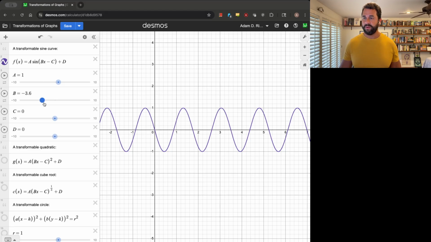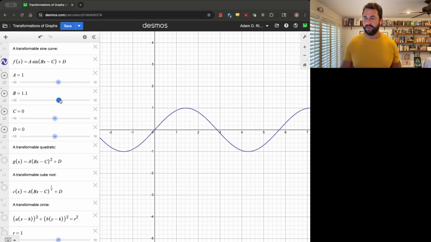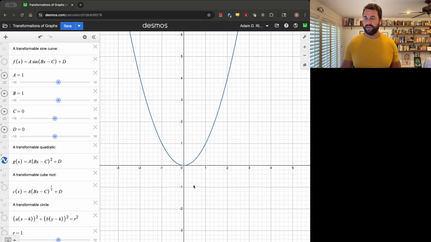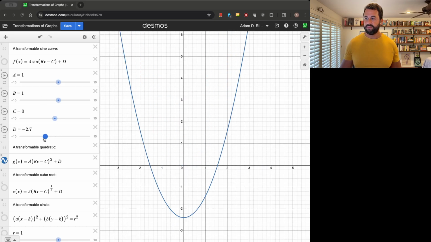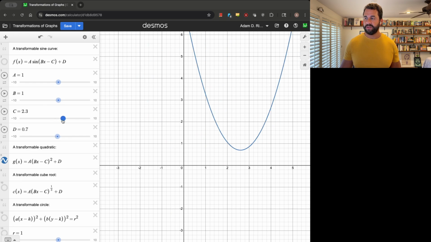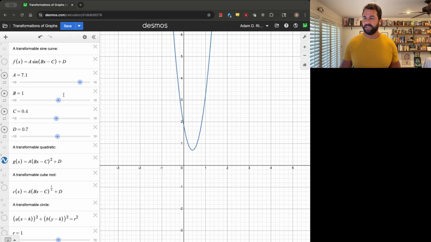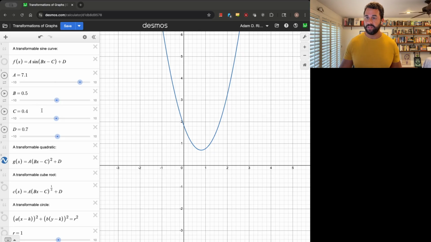All right. Okay, let's set B back to 1. C is 0, D is 0. Okay, let's take a look at this good old quadratic. So now we're squaring. This is the squaring function, right? Again, if I change D, I'm getting vertical shifts. If I change C, I'm getting horizontal shifts. If I change A, I'm getting vertical scalings, stretching it vertically. If I change B, I'm getting horizontal scalings, just like so. If B is negative, it reflects, just like that. So you can mess around with this on your own if you would like.